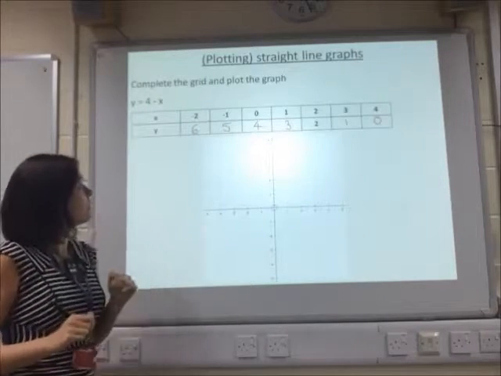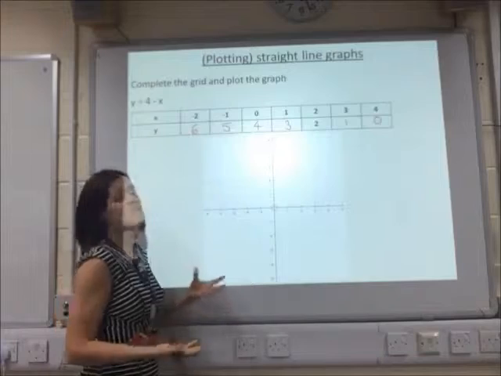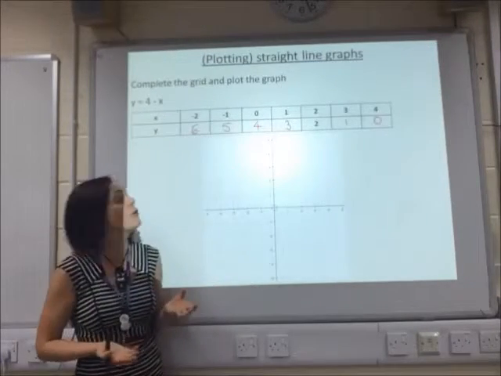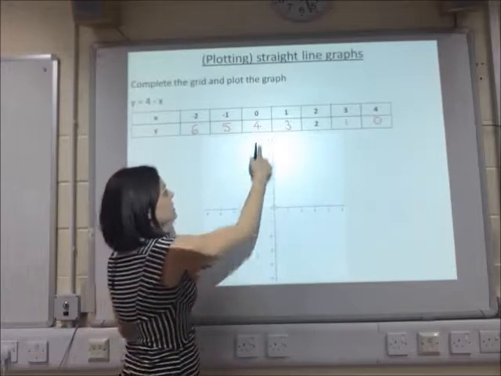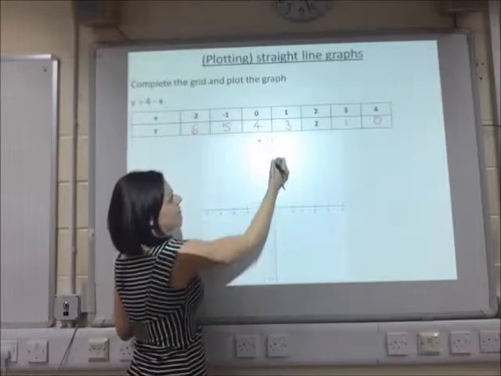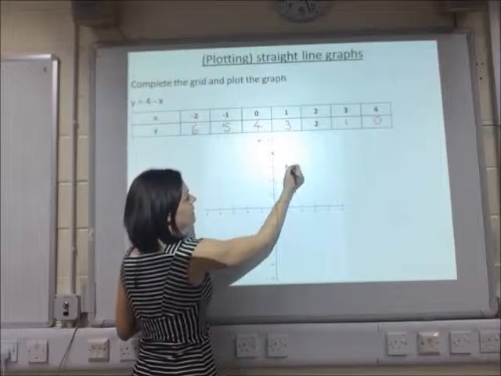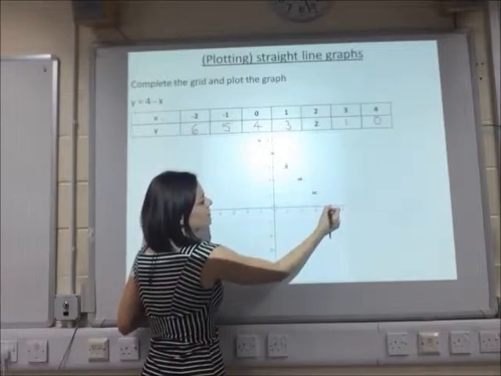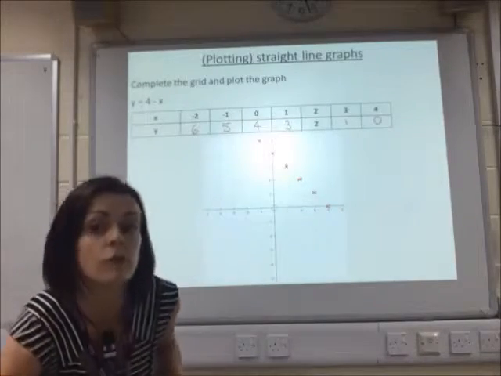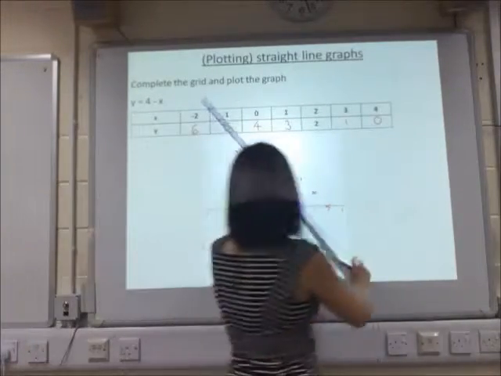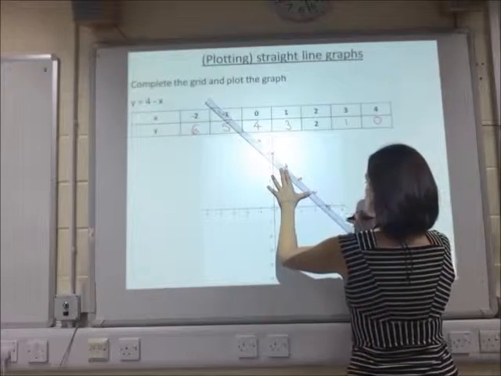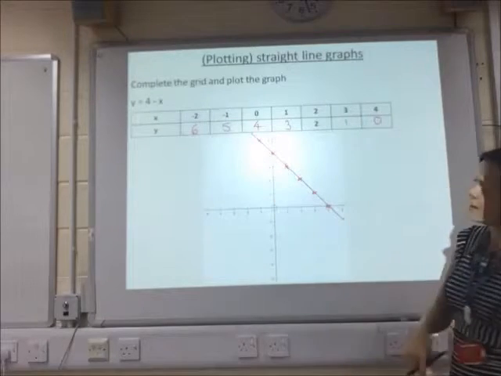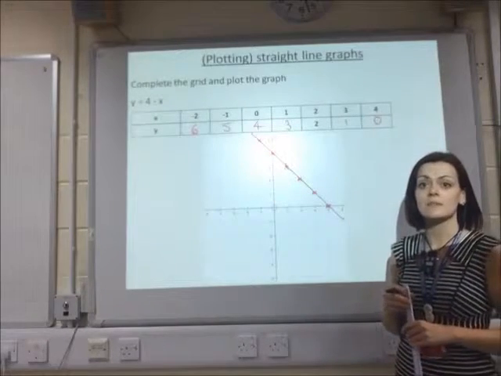So let's plot them on the graph then again. This doesn't fit on. It doesn't matter that minus 2, 6 doesn't fit on the graph. Not a problem. But minus 1, 5 does. That's all the way up here. 0, 4, 1, 3, 2, 2, 3, 1, and 4, 0. There we go. Again, don't forget, no ruler, no mark, so join it up nice and neatly to finish off with. There we go, y equals 4 minus x.